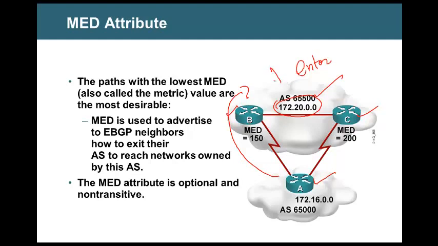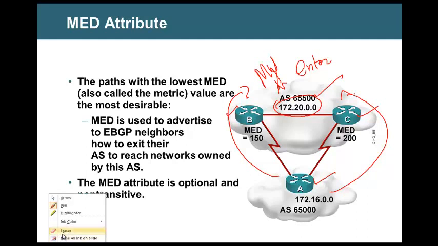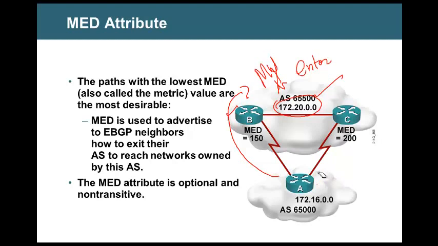This is my autonomous system, 65500. I am seeing that traffic is coming through C from outside. I don't want that. I want traffic to come through B to reach 172.20. I don't prefer coming via C. Only if B is unreachable, they can come via C.